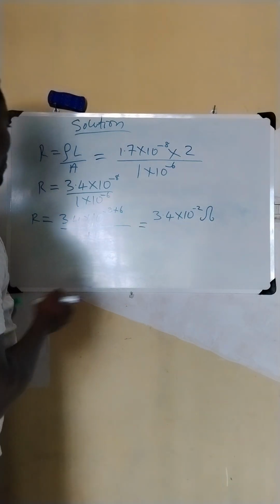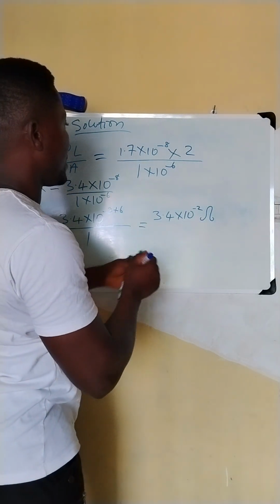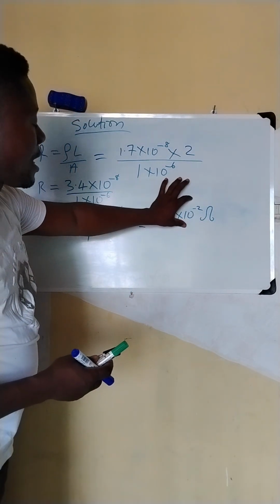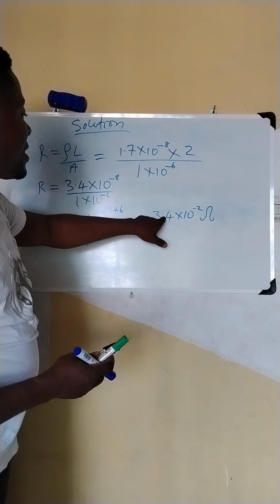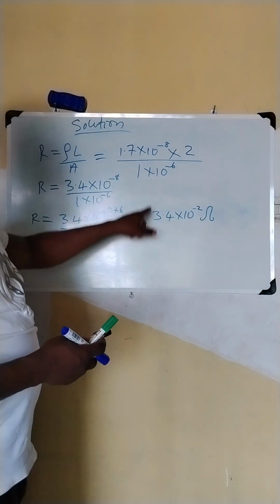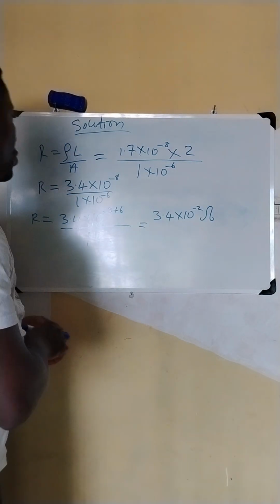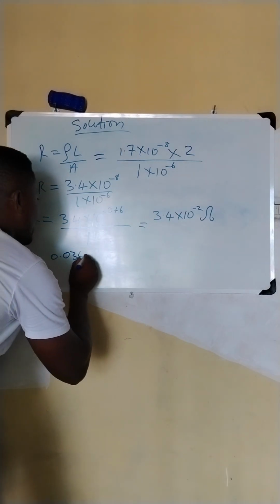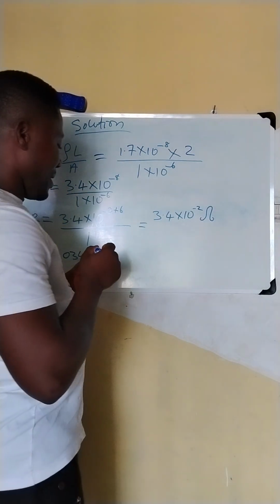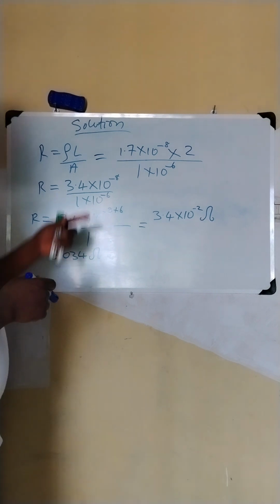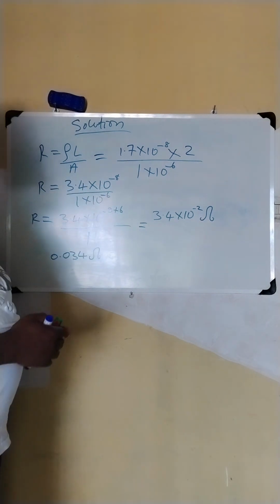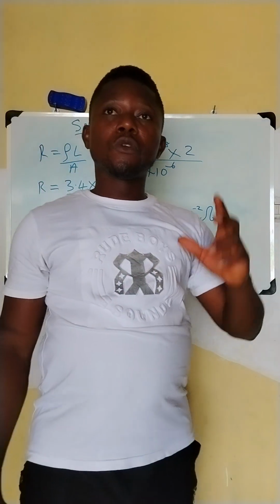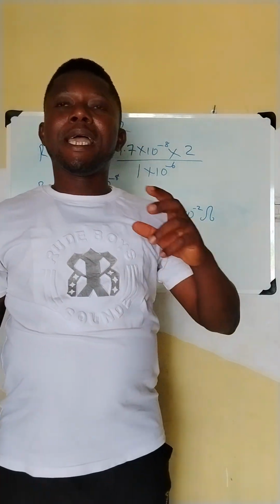This can as well be written as, here you have negative 2. It means that if you want to remove this exponential, you move the decimal point 2 times to your left. So that will give you 0.034 ohms. That is the resistance of the copper cable we are talking about here. Look at how small this value is. That is why copper is a good conductor of electricity.